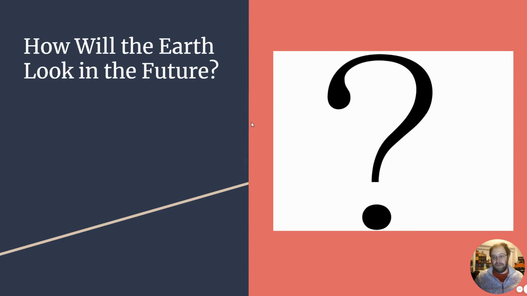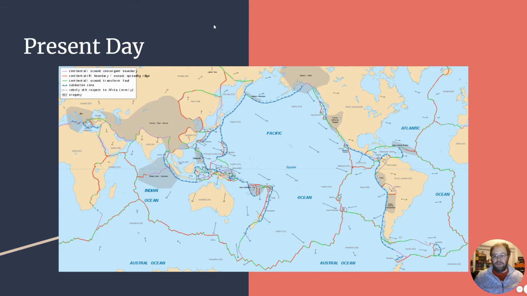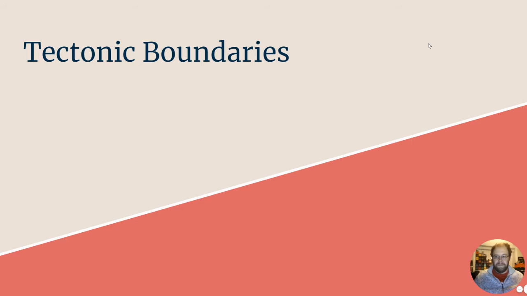It's not something that we ignore. The scientific community definitely follows tectonic plates and their movement. So here's what the present day looks like. All these lines are borders where the different plates hit, like I showed you earlier.